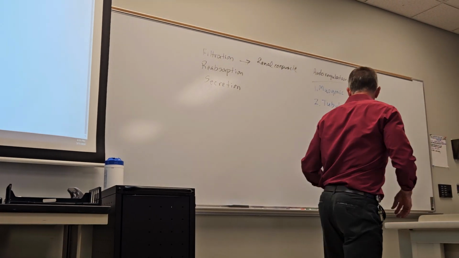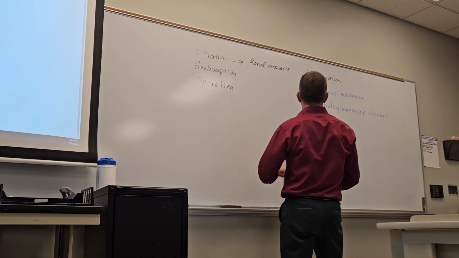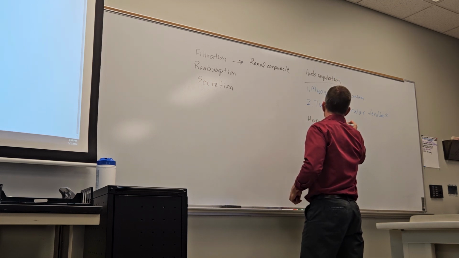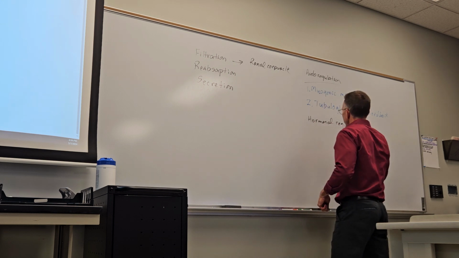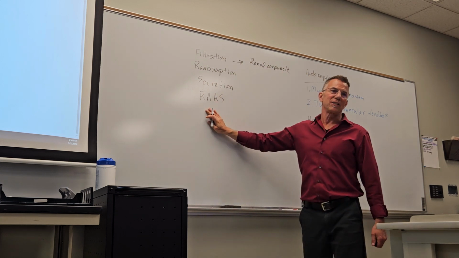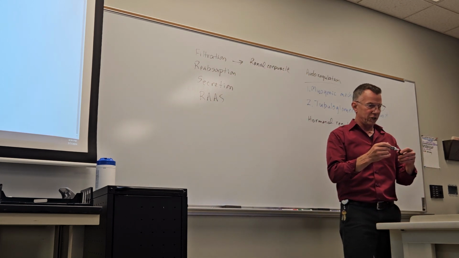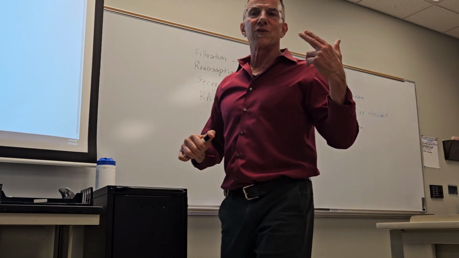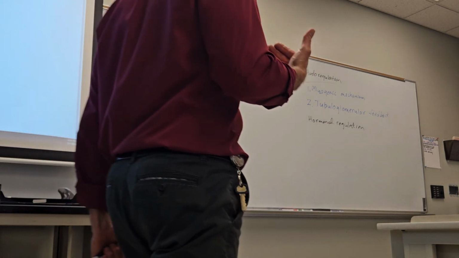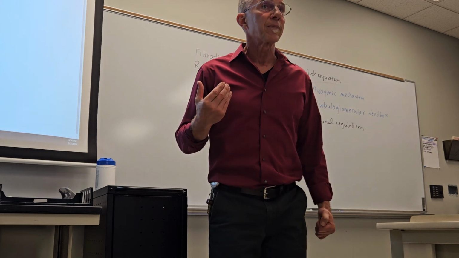if auto-regulation doesn't work, then we're going to kick in hormonal regulation of GFR, and that has to do with the renin, aldosterone, angiotensin feedback loop. So in that case, what is going to be the stimulus to kick this in? Low blood pressure, which corresponds exactly with low GFR, low glomerular filtration rate.